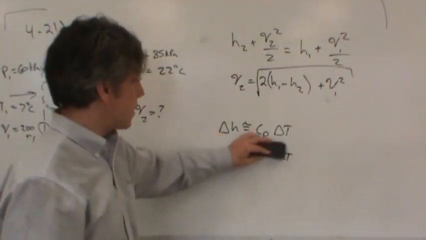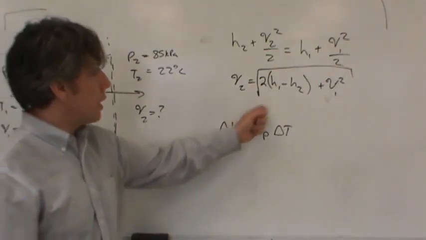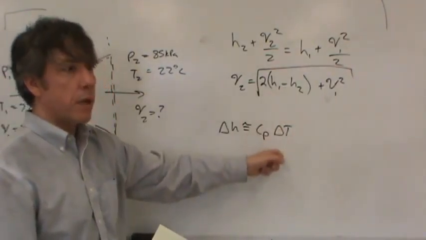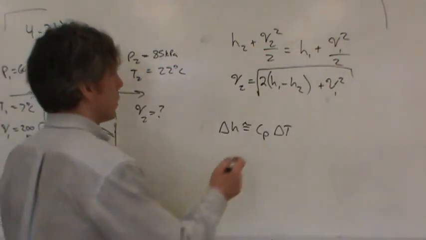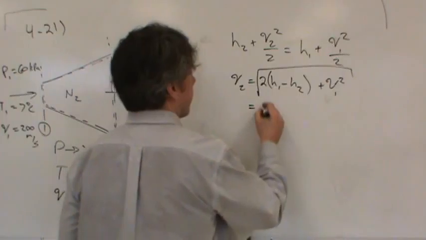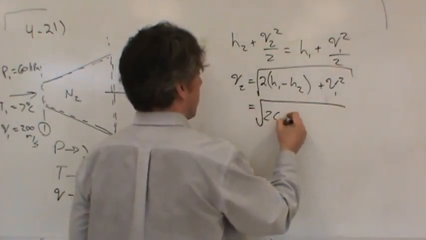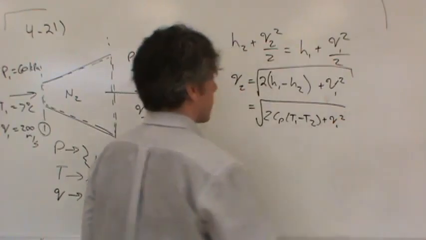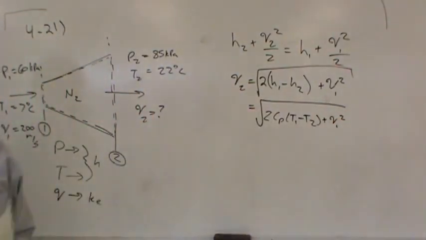So how can we use this? Do we know our temperature change? Well, exactly, yeah. I see a delta H here. Couldn't I approximate that as Cp delta T? Sure. Yes, you can. What would it look like? The square root of 2 Cp (T1 less T2) plus V1 squared. It's easy.